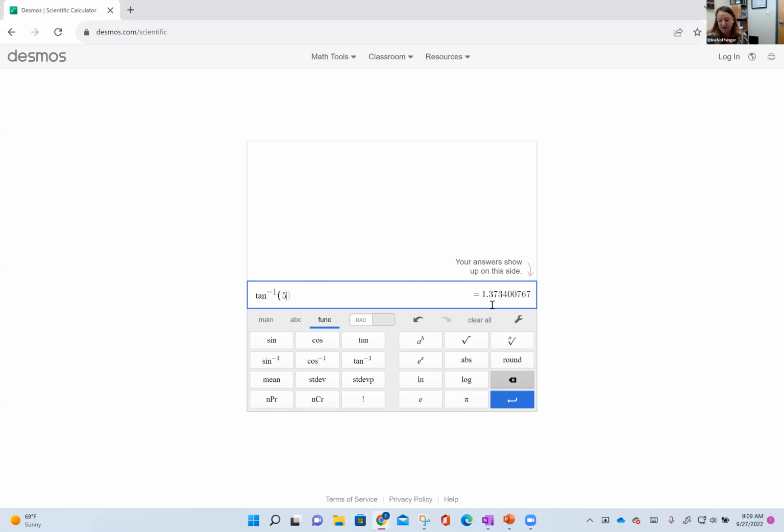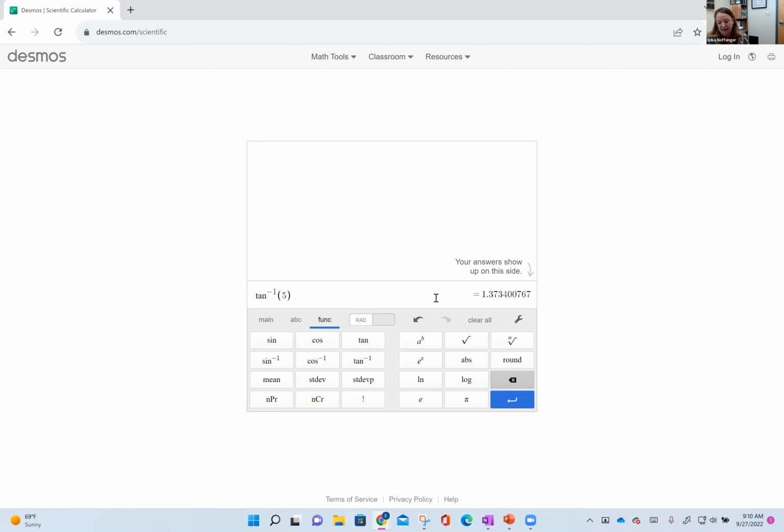Since the tangent inverse of my number was positive, I know tangent inverse is falling between negative pi halves and pi halves. So this is falling in my first quadrant. Tangent, though, is also positive in that third quadrant, so we need to figure out what that value is. We can find that value because this is like our reference angle. Our reference angle in our first quadrant is approximately 1.37 radians.